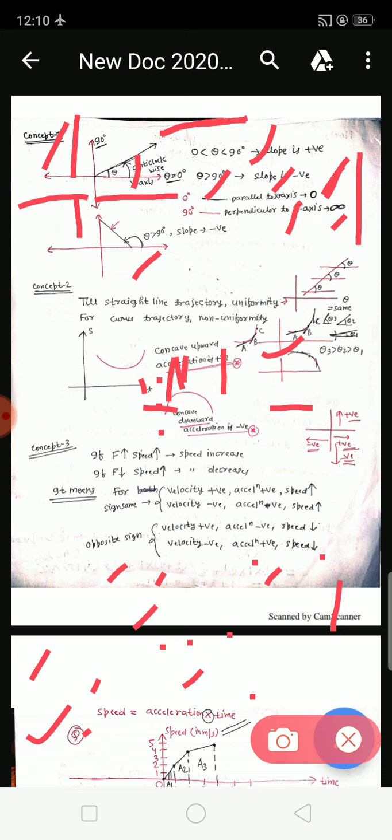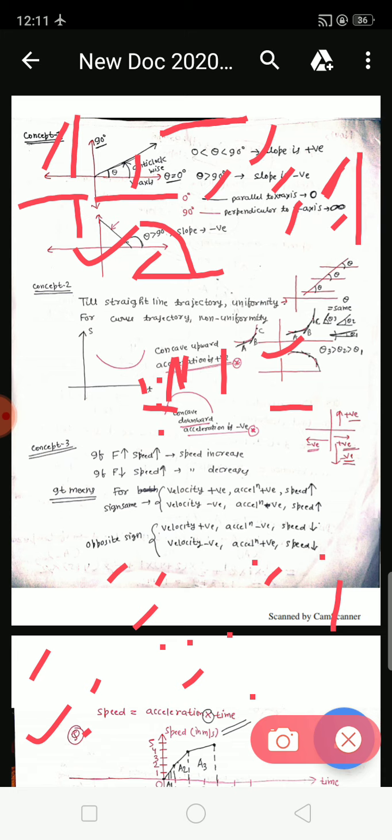See here. Here there is a straight line, but theta is always taken from the positive direction of x-axis and in anti-clockwise direction. In anti-clockwise direction, this theta has come more than 90 degree. It means that in this case, the value of slope will be negative. Concept 1 is clear. If it is a displacement time graph, velocity will be negative. If theta is between 0 to 90 degrees, slope value will be positive. If theta is more than 90 degree, its value will be negative.